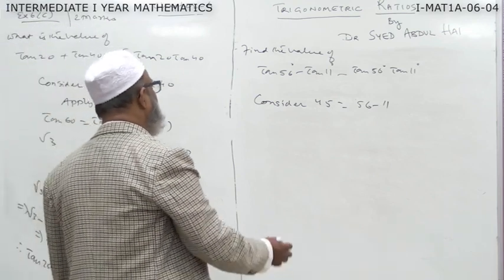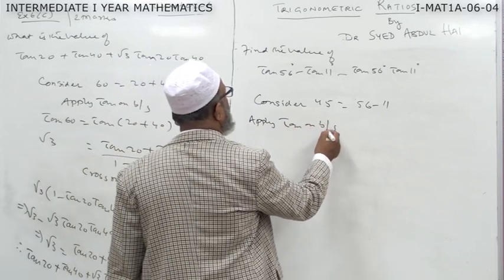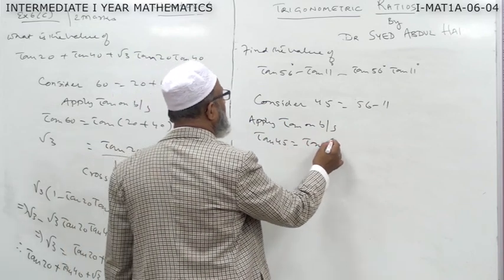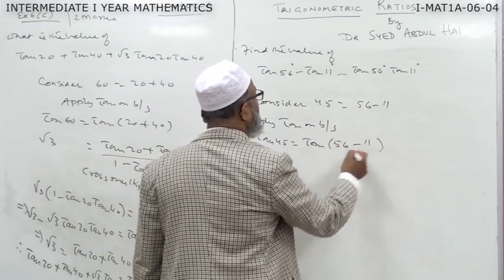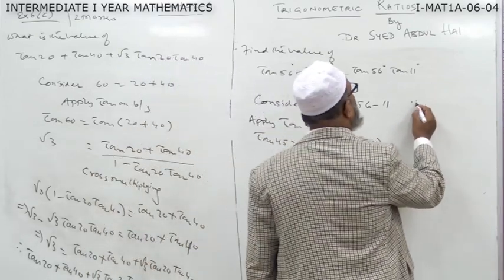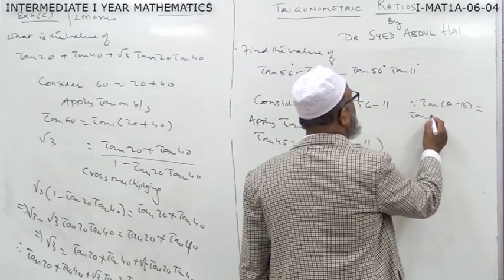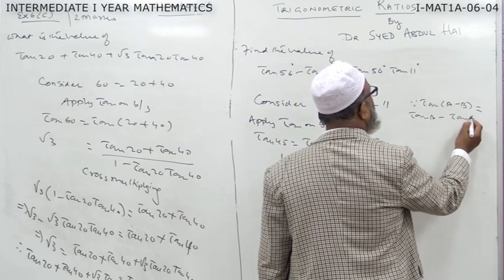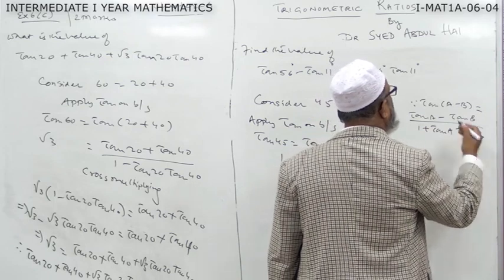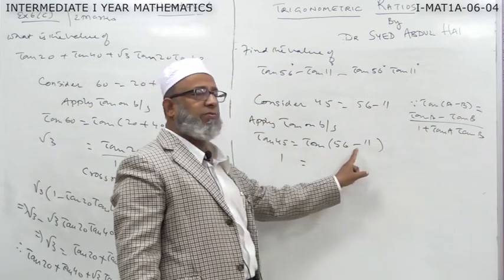Okay. Now, again, apply tan on both sides. So, tan 45 equal to tan of 56 minus 11. Tan 45 is 1. It is the form of tan of A minus B. Tan of A minus B is equal to tan A minus tan B by 1 plus tan A tan B. Is it correct?